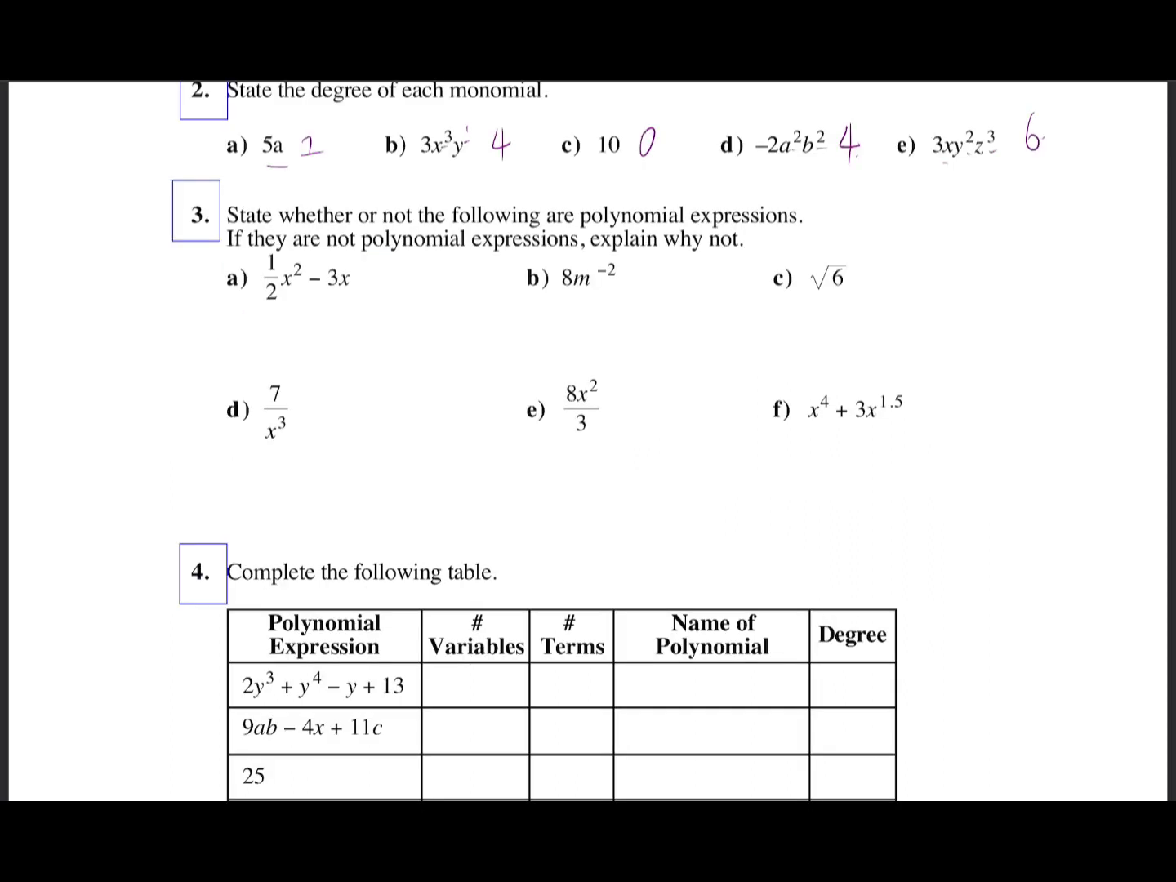And number 3, state whether or not the following are polynomial expressions. If they are not polynomial expressions, explain why, okay? The first one, yes. The second one, no, because the exponent should not be negative. And C and D, no, because if we rewrite this, it is x to the negative 3, so it's a negative exponent. So this is no. For E, yes. And F is no, because this one is not a positive integer, so this is not.